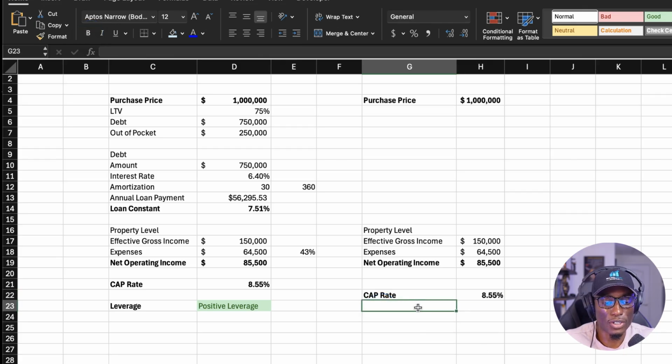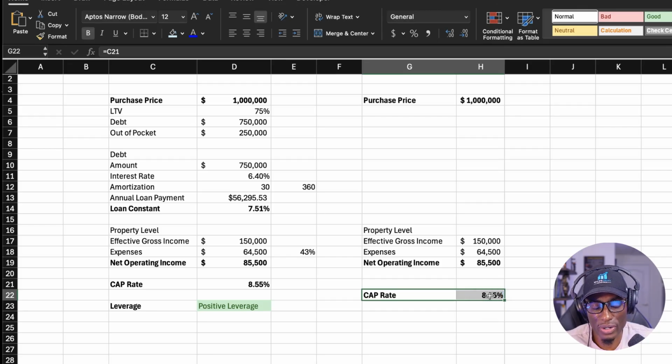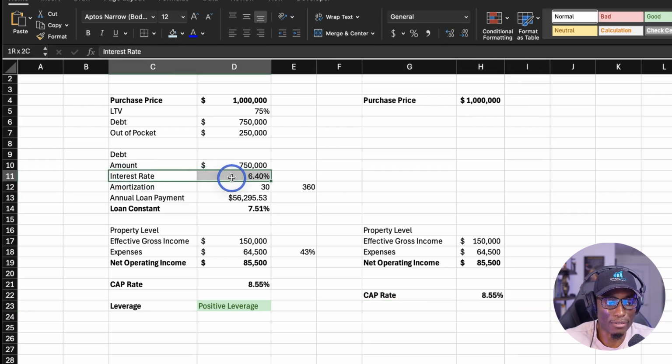So in order to determine if putting a debt on this property would help or negatively impact your returns, you would have to compare this cap rate to whatever interest rate that lender is offering. If that lender is offering an interest rate of 6.4%, like we have in this initial example, then the cost of borrowing is lower than your projected return on this property, which is 8.55%. That would be considered positive leverage.